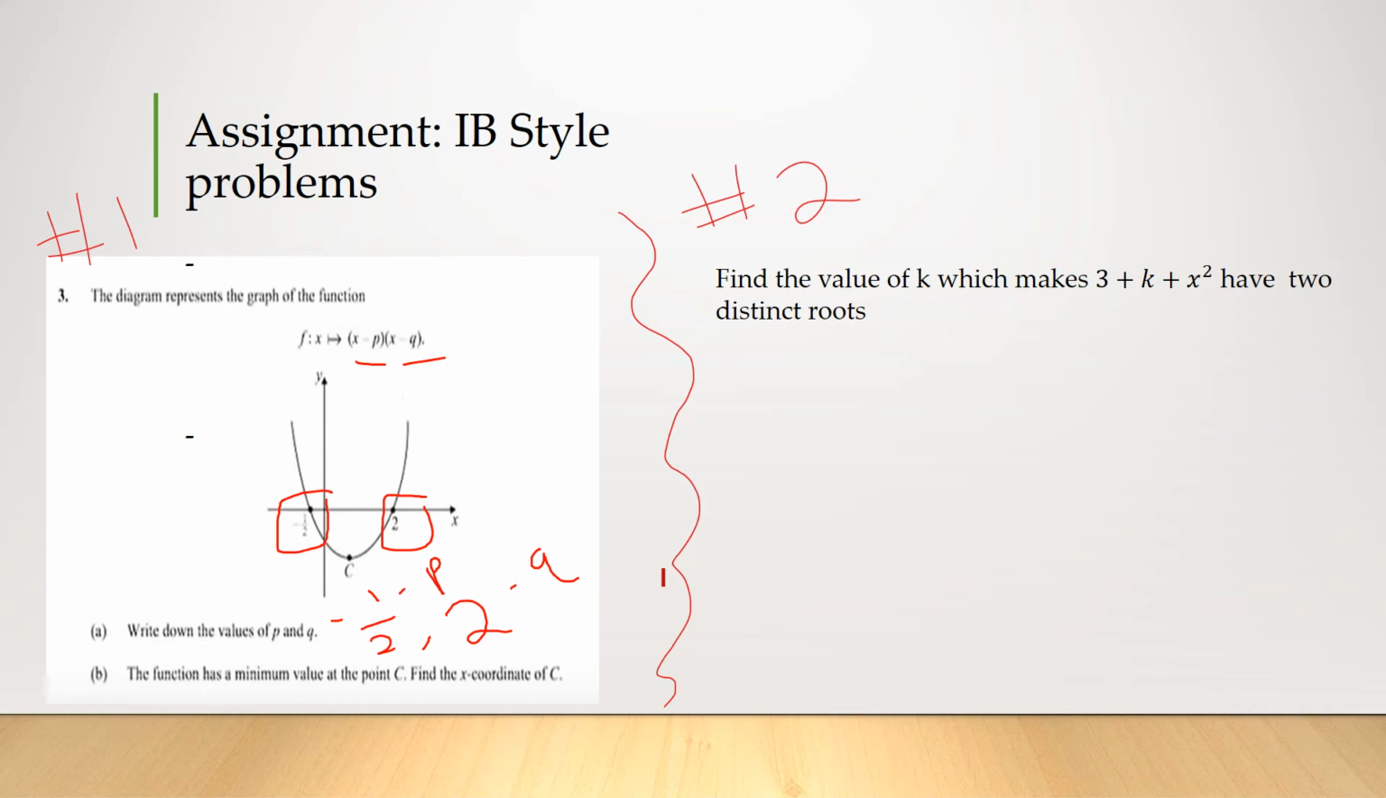All right, for b, it says the function has a minimum value at c. So c right there, since it's a minimum value, we can conclude that that is our vertex. And they want us to find the x-coordinate of c. So how we're going to do that is we're going to first put it into factored form, which they gave us. So y equals x plus 1/2 and then x minus 2.